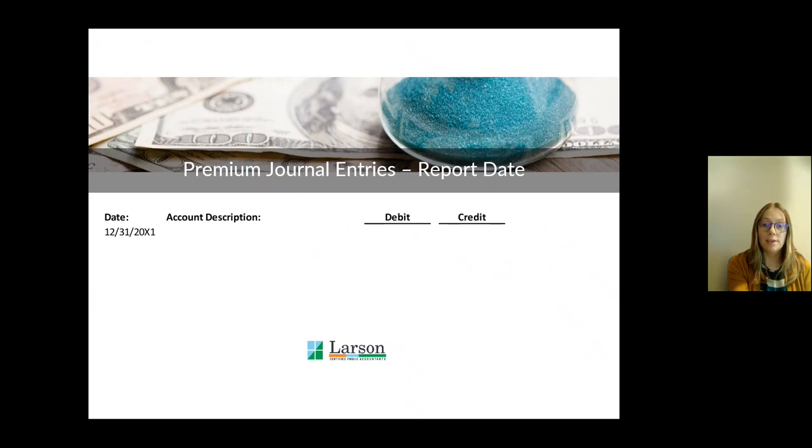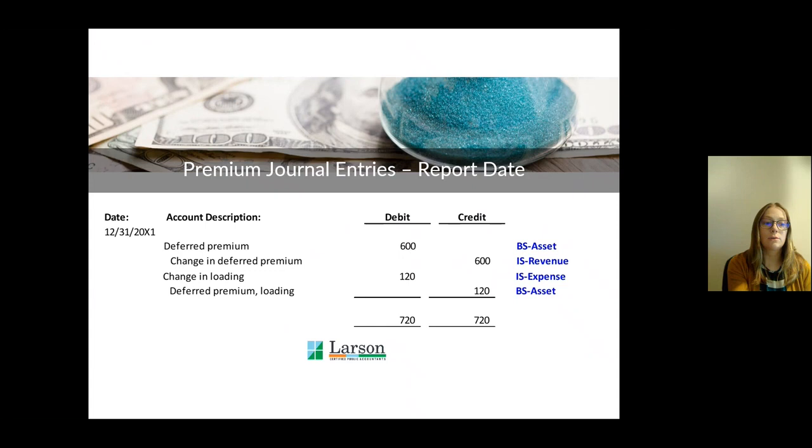All right, we're at the report date or the policy issue date. So remember, the policy was issued in the middle of the year. So we need to record 6 months of deferred premium to match the reserve assumption that the entire anniversary year was recorded. So that's what the $600 is for. And then also we need to record the loading related to that as well.